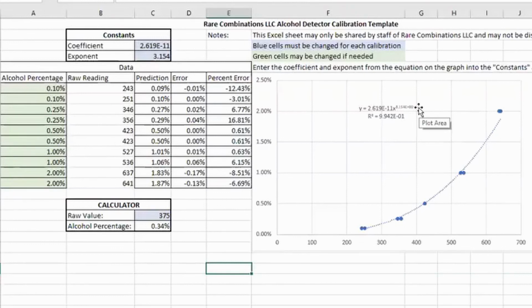So don't get freaked out if you have strange numbers there, or rather, don't get freaked out yet if you have strange numbers. If your graph looks good and your data points look good, then don't worry about it.